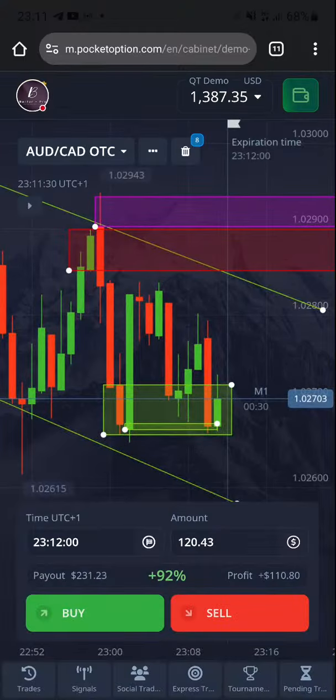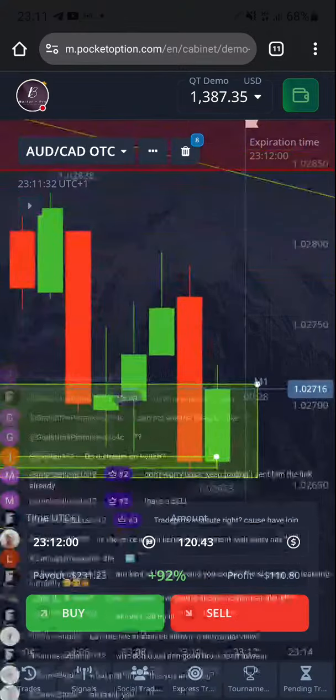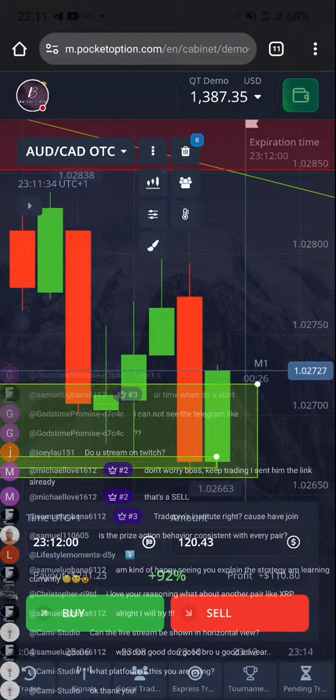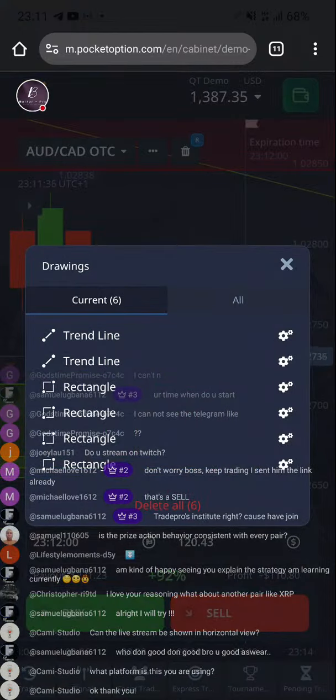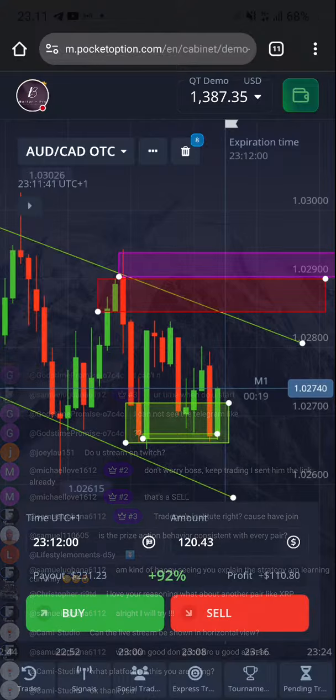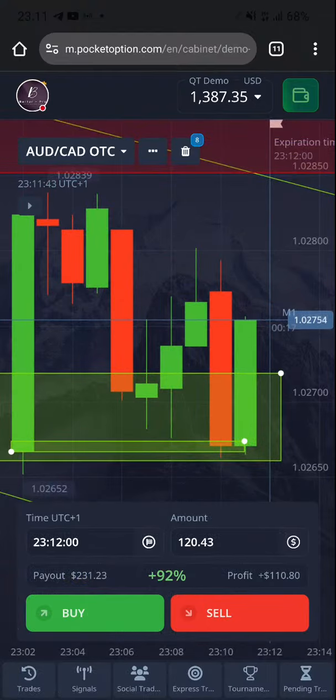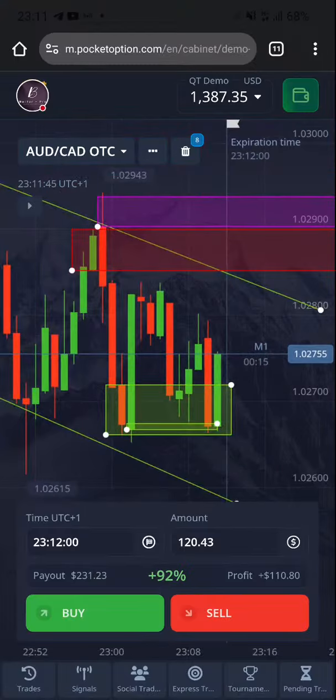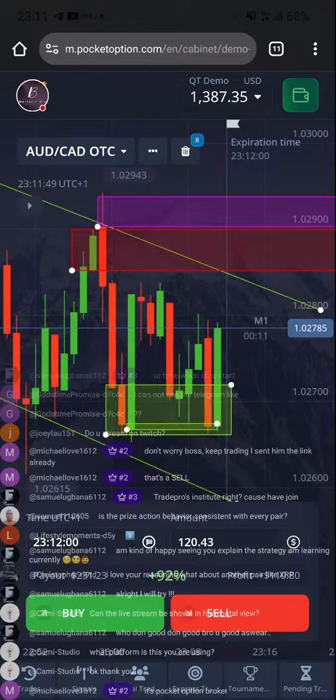So if you are okay, you can see price finally came into that area. You're welcome, Kami. It's my pleasure. So price finally came into that area I marked. You can see, and price just went up now. That's the reason why you want to mark the best entries.